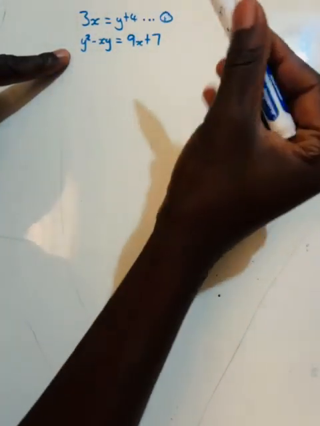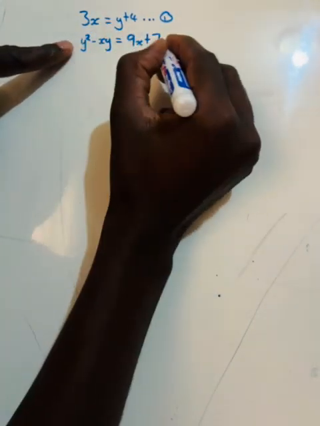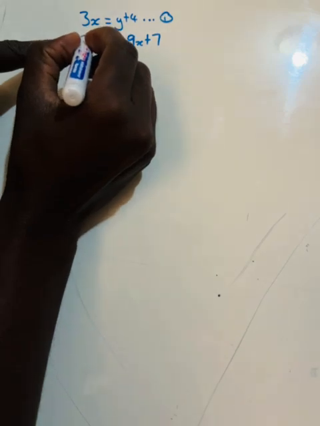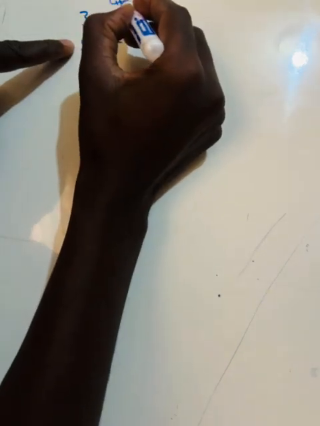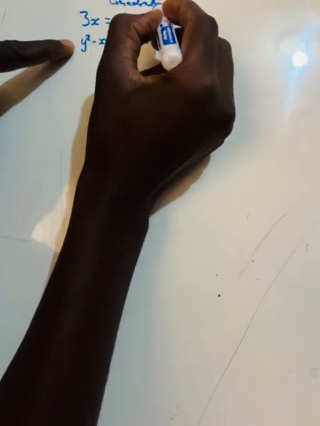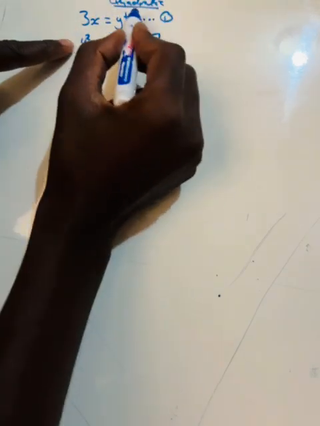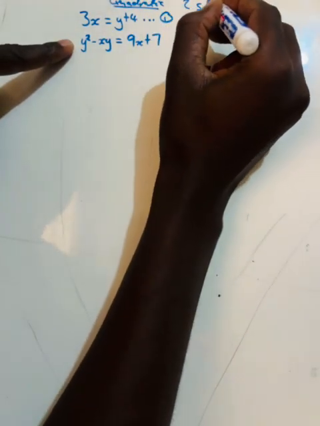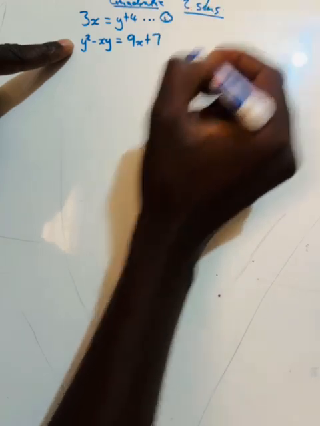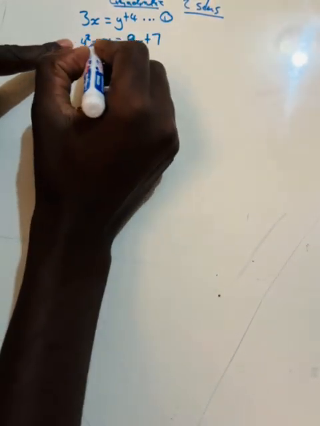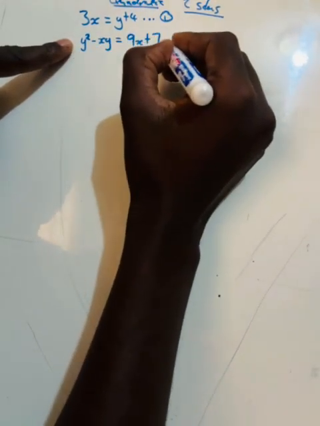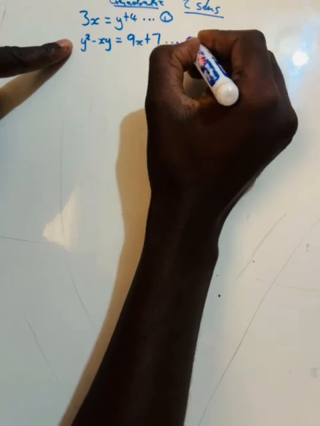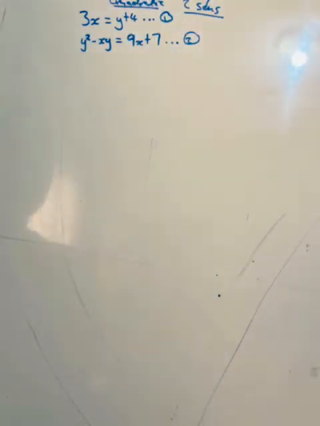Then we come to the second equation, which is y squared. And it is because of this y squared that it makes it a quadratic simultaneous equation. And when we say quadratic, it means that we are going to look for what? For two solutions. Right? So we come here, we say y squared minus xy = 9x + 7. We say dot, dot, dot, and then we say this is equation number 2.